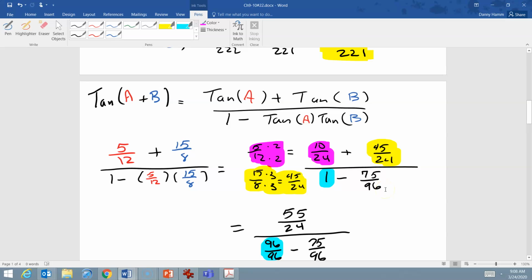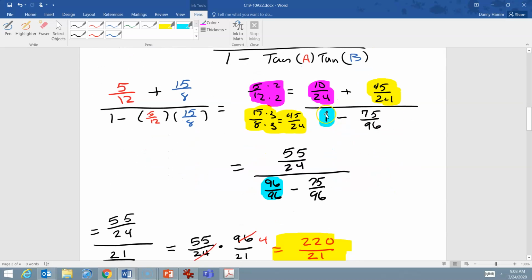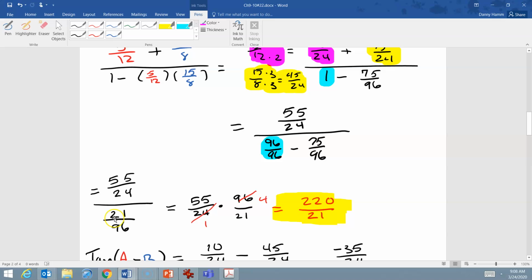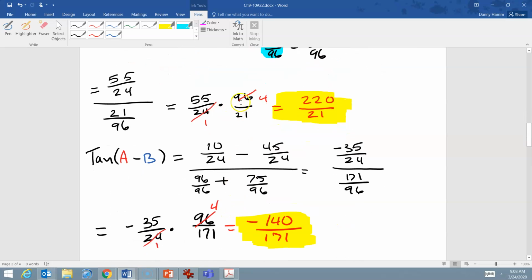We do need a common denominator with this 1, which becomes 96 over 96. We subtract those, we get 21 over 96. When we are dividing by a fraction, we must multiply by its reciprocal. And so we do that. We are able to cancel here. So 24 goes into 96 4 times. 4 times 55 is 220. 1 times 21 is 21 for our completion.